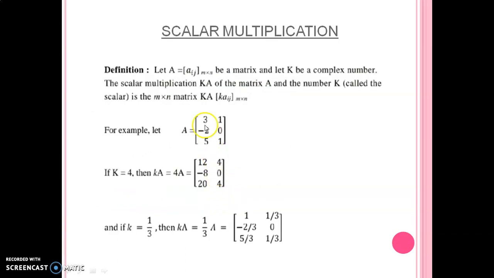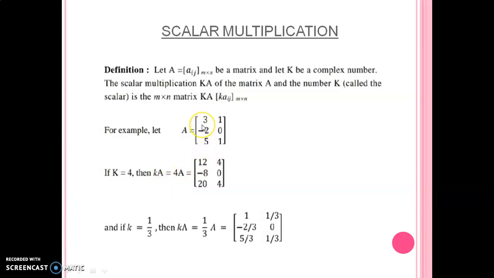Next is the scalar multiplication. That is, we need to multiply the matrix A with a scalar, where scalar K can be any real or a complex number. Here the matrix A is given to us and the scalar K is chosen as 4. That is, we have to multiply each element of the matrix A with 4.